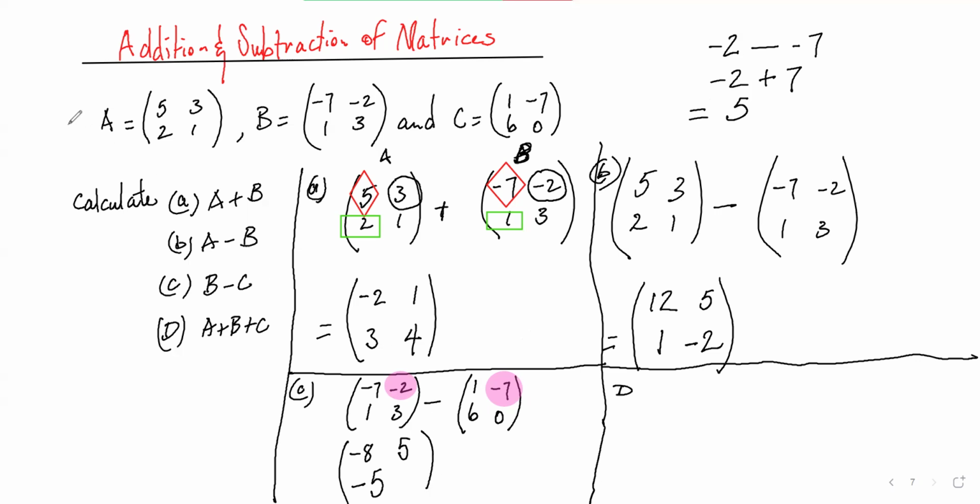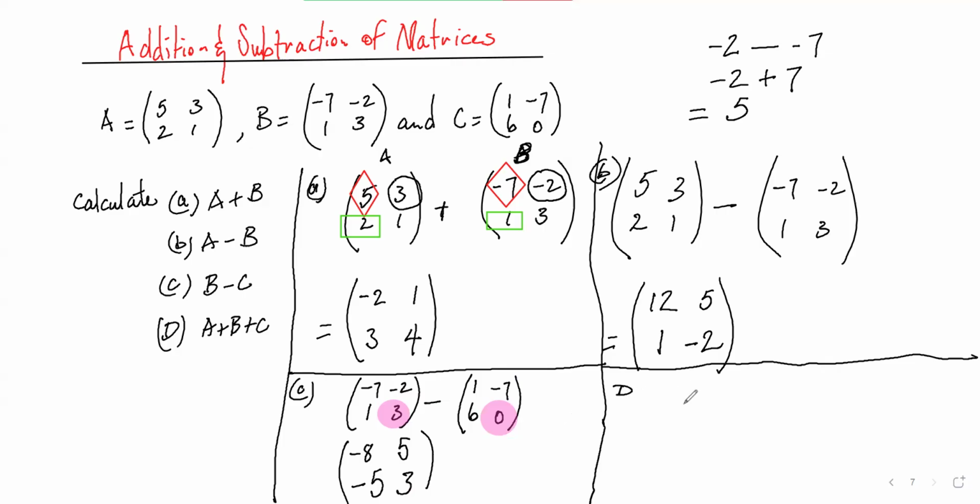And the last one, so we're moving this down to 3 minus 0. Now 3 minus 0 will give me the same 3. So that's the answer.